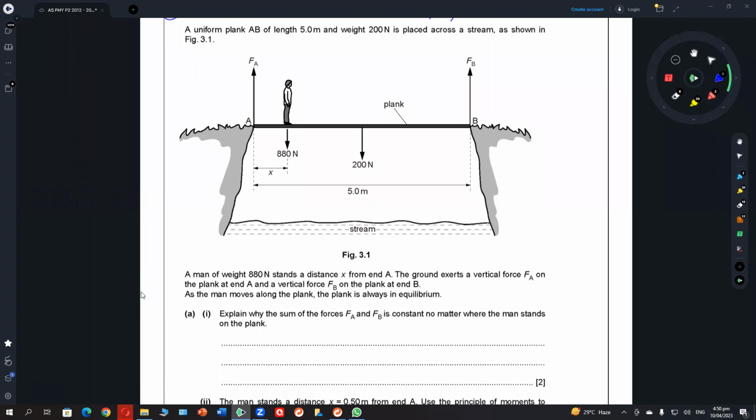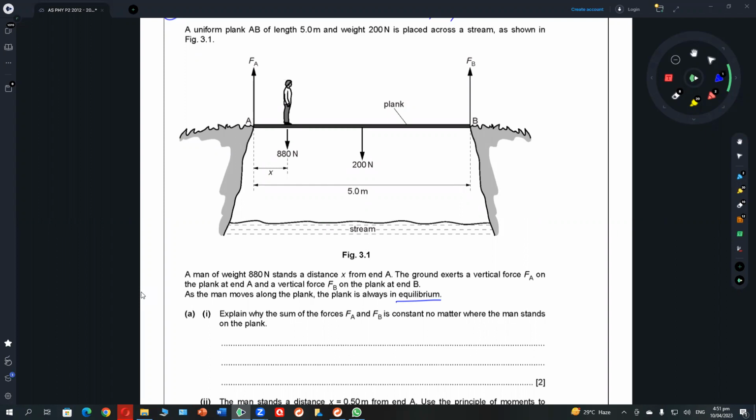A man of weight 880 Newton stands a distance x from end A. The ground exerts a vertical force FA on the plank at end A and a vertical force FB on the plank at end B. As the man moves along, the plank is always in equilibrium. And you have just studied with me, there are two conditions of equilibrium in this chapter. Explain why the sum of forces FA and FB is constant no matter where the man stands on the plank.